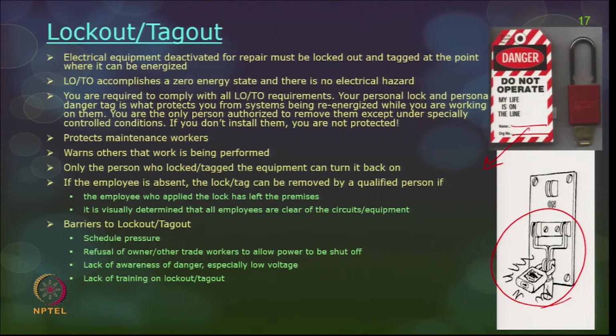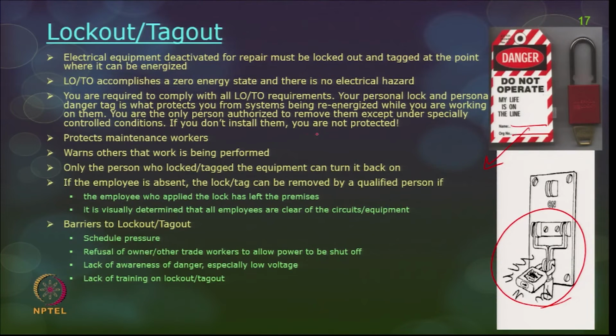The LOTO accomplishes a zero energy state and there is no electrical hazard. So, when you are working on LOTO, you have to comply with all the LOTO requirements. The personal lock and personal danger tag is what protects you from the system being re-energized while you are working on them. In those situations, the person who has put the lock will only have to come for unlocking it.